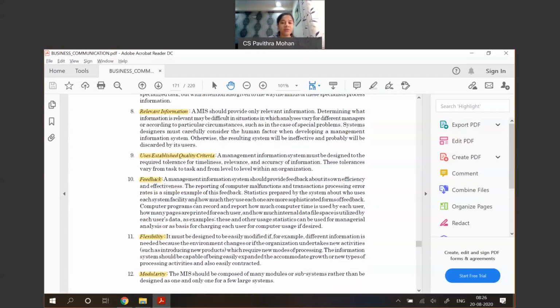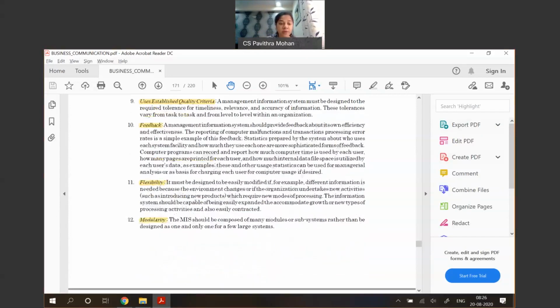Then you have relevant information. Whatever is pertinent to our department, only for that we'll have complete access, and we can extract all the information, but we can't go and analyze or interpret other departments' information. Okay, uses established quality criteria.